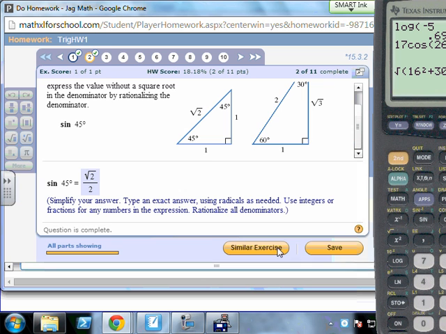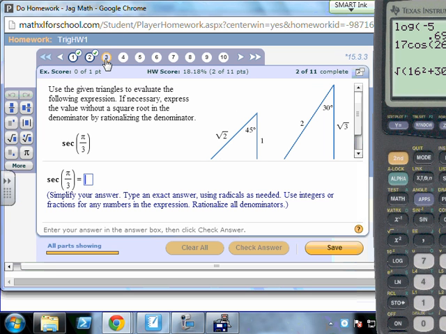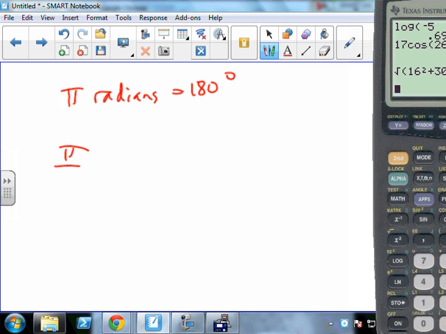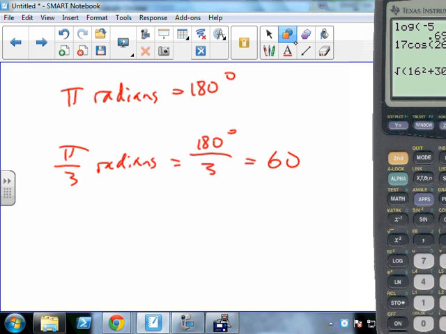We got time for a few more. Ooh, the secant of pi over 3. What the heck? What's pi over 3? You have to know what a radian is. Oh my gosh, why do they do that to you right now? Pi radians is 180 degrees. So pi over 3 radians would be 180 over 3, which would be how many degrees? 60. So in your notebook, if you haven't written anything down yet, write that.